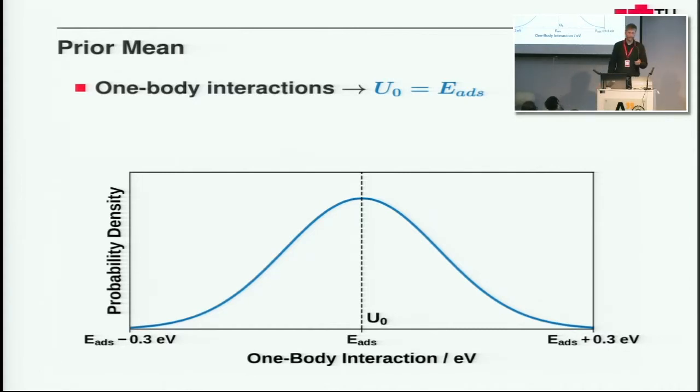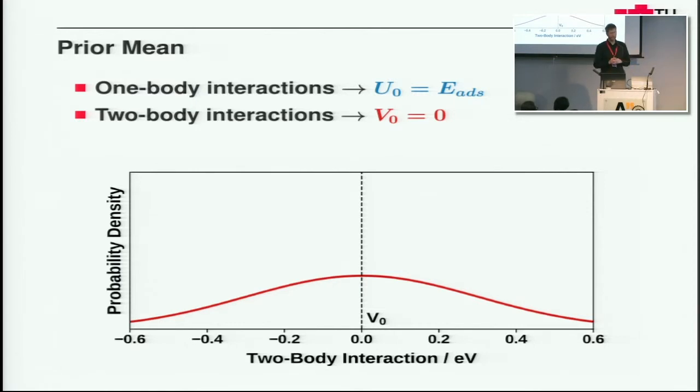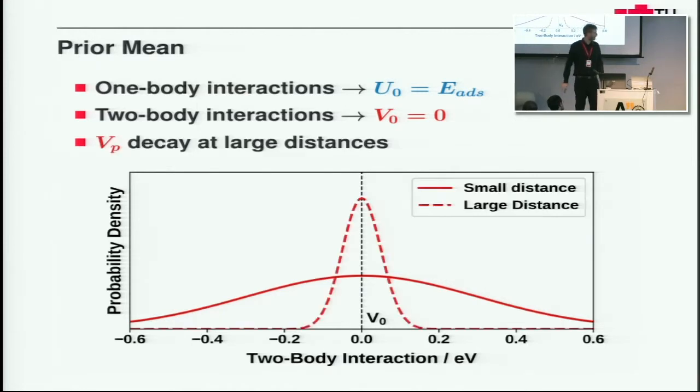We do the same thing for the two-body interactions, but here we don't know whether they're going to be attractive or repulsive, so we start with a non-interactive prior. We say that the value is 0 in the beginning, and we use a broad Gaussian, as you can see here, if the molecules are close to each other, because then they can become very attractive or very repulsive, and a narrow Gaussian if the molecules are far apart from each other, because then we push the two-body interactions closer to 0. And that accounts also for the decay of the interaction with distance.